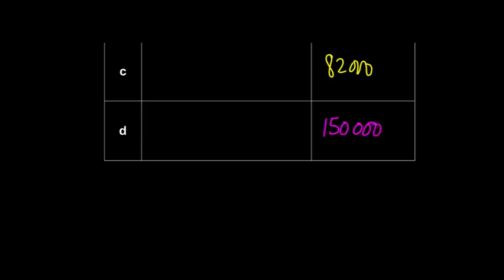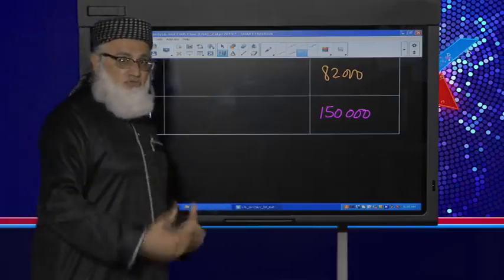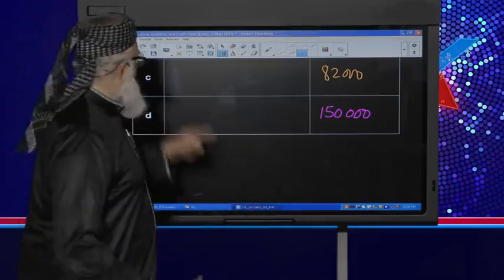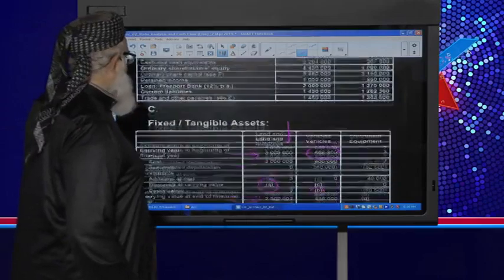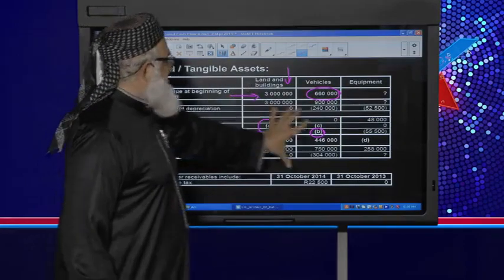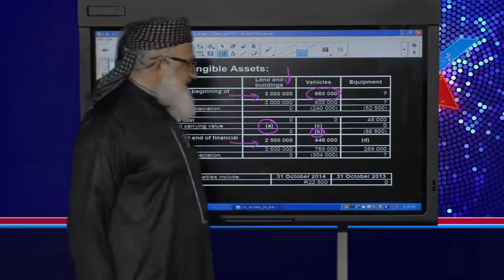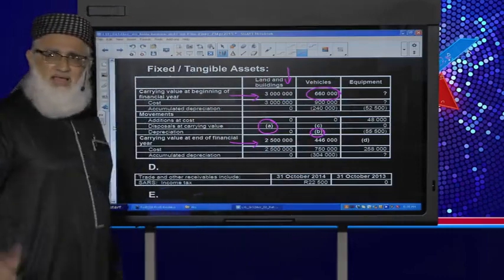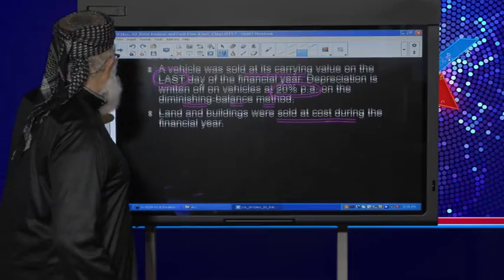So clearly you can see that the question is testing your knowledge of your fixed assets in terms of asset disposal and the compilation of your note number 3. In other words, here, your fixed or tangible asset notes had some missing figures which you had to calculate. Okay, let's move on and ask ourselves, what's the next question?